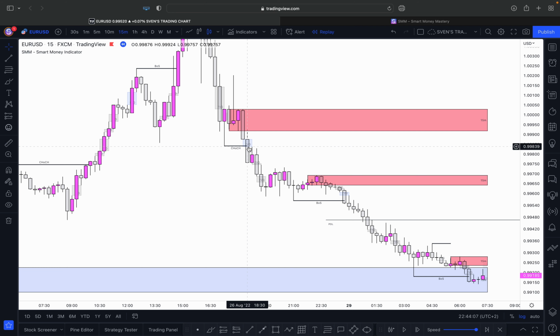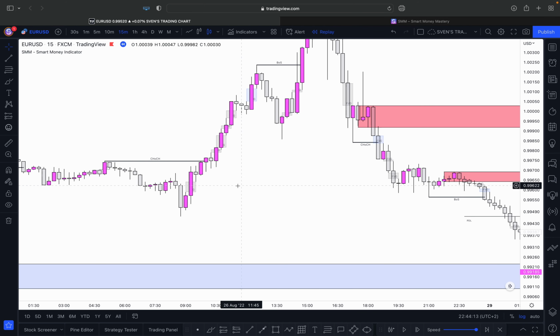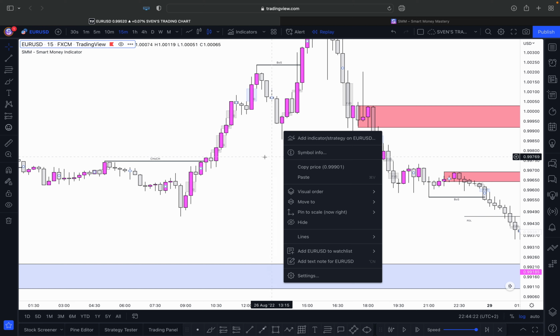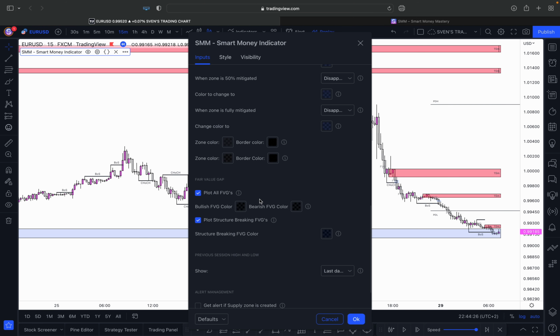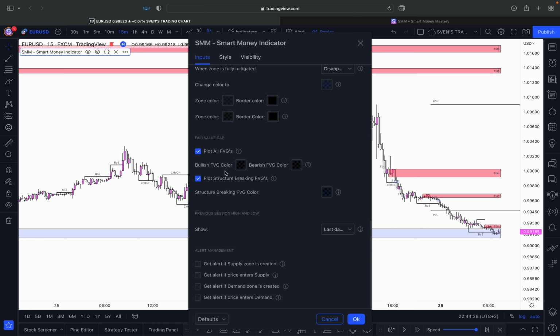Here's a fair value gap where price likes to get back into. And from here you should be able to get trades from. Also here are some imbalances in the market. Here's an imbalance, imbalance, imbalance, imbalance, and more imbalances. Let's reset the chart quickly. So it's all customizable. Again, you can change the colors of the bullish fair value gap or the bearish fair value gaps, and also from the structure breaking fair value gaps.